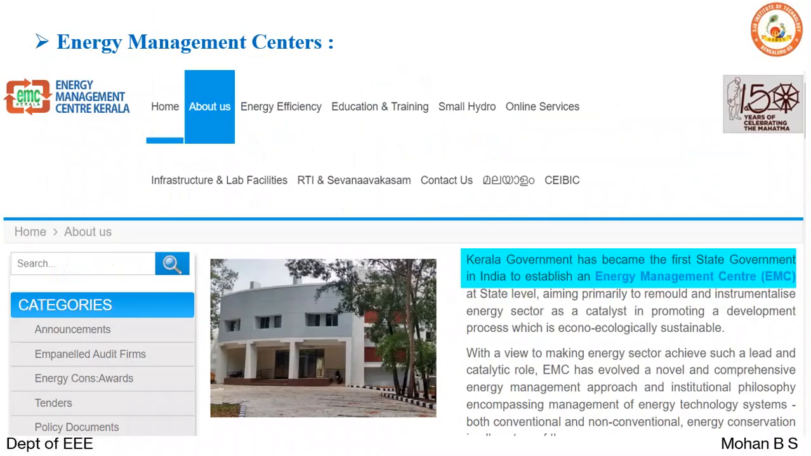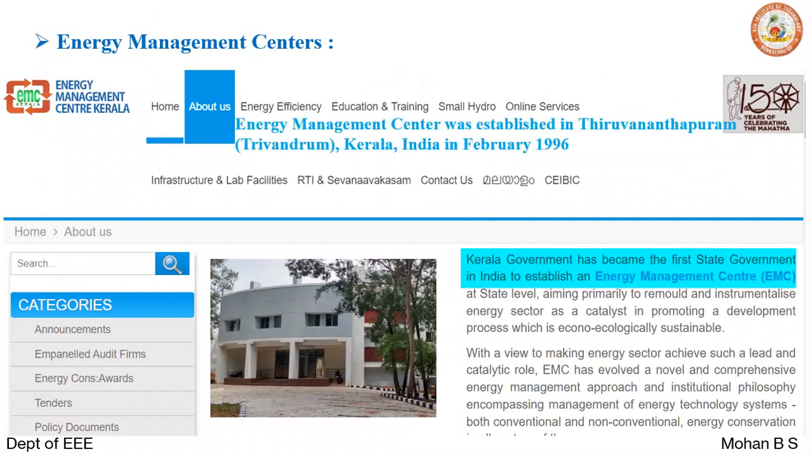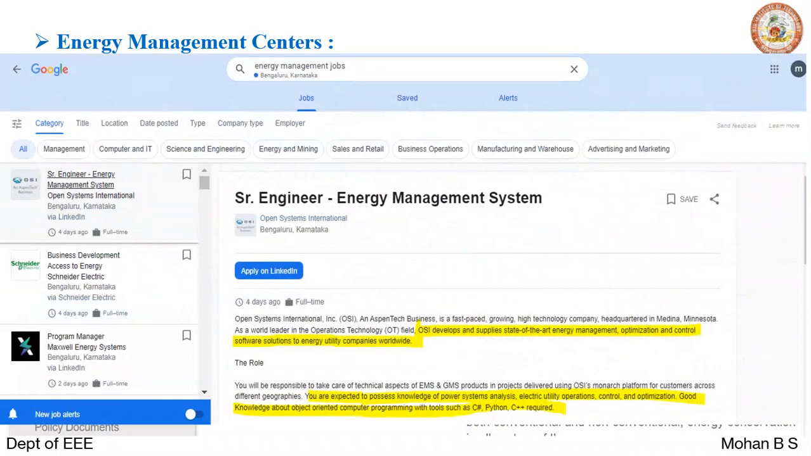So what is energy management center? So now the first state which got EMC is Kerala, in Thiruvananthapuram in the year 1996, or Trivandrum is what we know it today. This is the first state which actually implemented the energy control centers in Thiruvananthapuram in 1996, in the month of February. And we have ample amount of job opportunities for electrical engineers in energy management system.